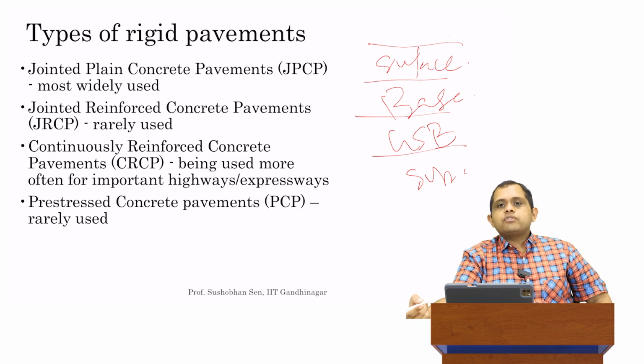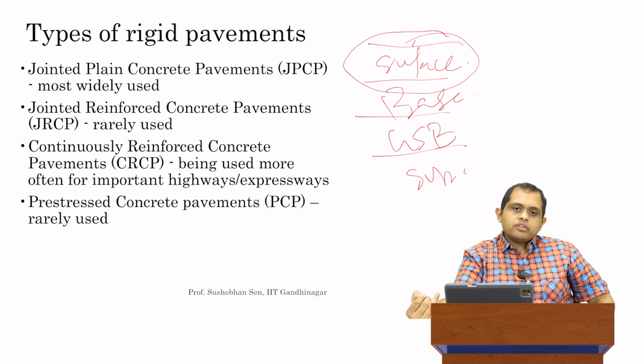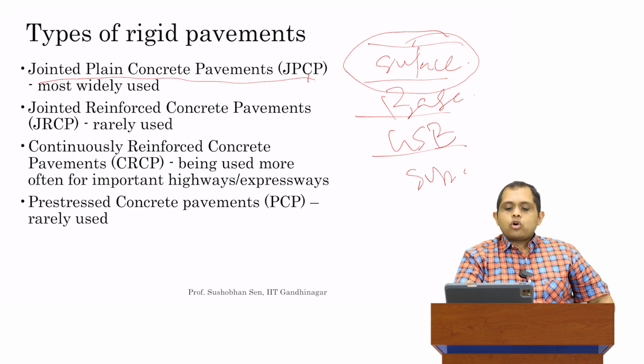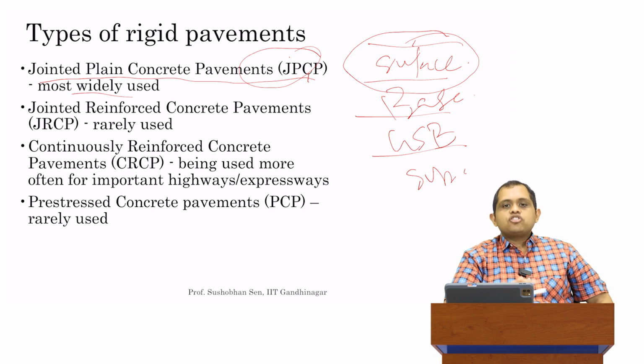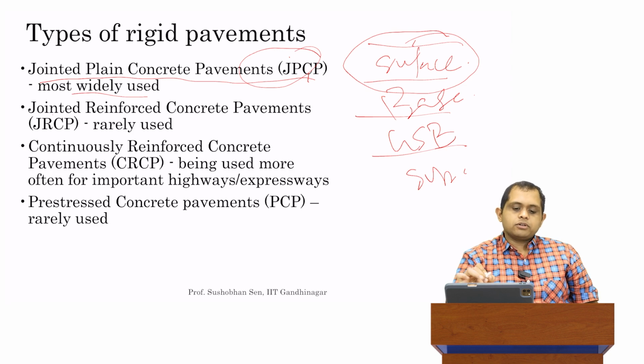The difference in the types of rigid pavements, however, is in terms of what happens in the surface course. What is the nature of the surface course? In particular, what type of steel is used in the surface course and how the surface course is constructed. Based on that distinction, we have 4 different types of pavements. They are as follows. Jointed plain concrete pavements, or JPCP. This is the most widely used type of rigid pavement. Chances are, if you go on the highway or if you have any concrete pavement nearby, more likely than not, this is going to be a JPCP pavement. By far, it is the most widely used type of concrete pavement or rigid pavement.